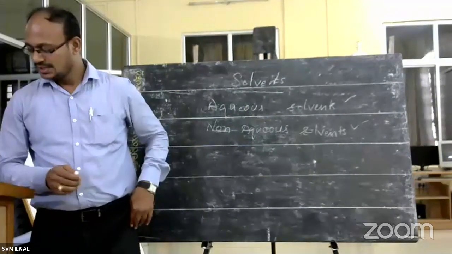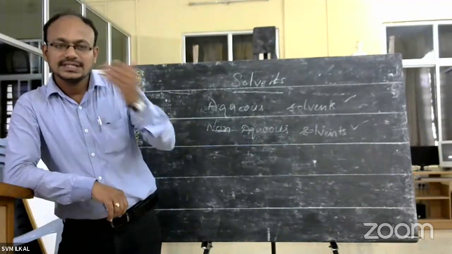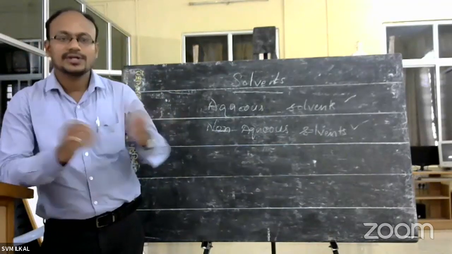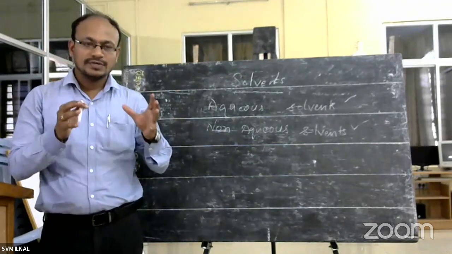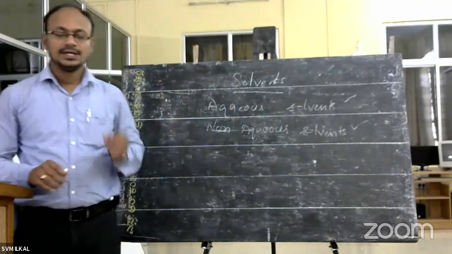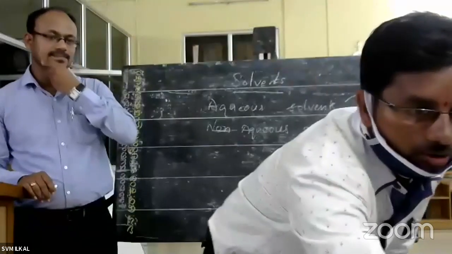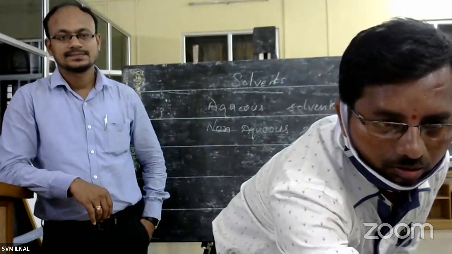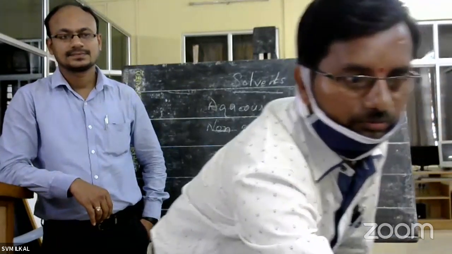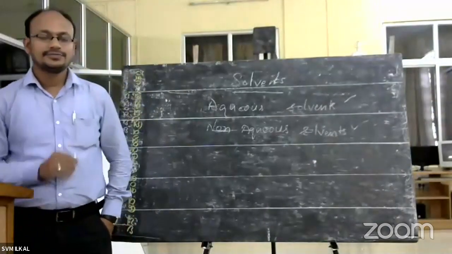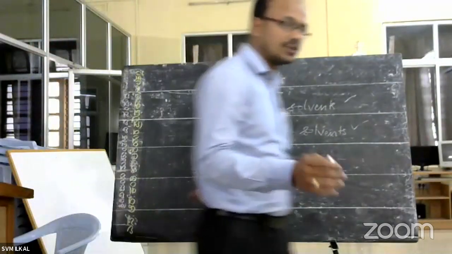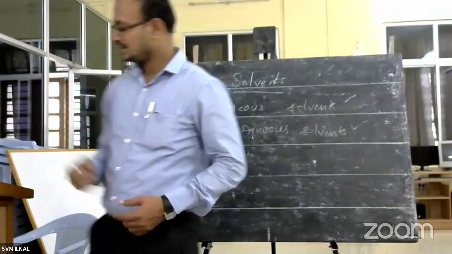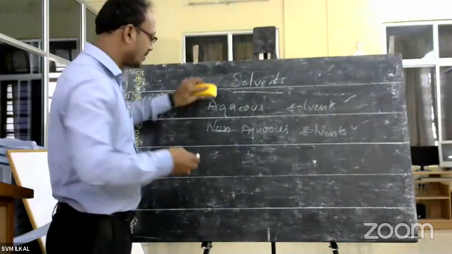Ionizing solvents. What exactly are ionizing solvents? Ionizing solvents are those solvents that undergo autoionization. If the solvent undergoes self-ionization or autoionization, it is called an ionizing solvent. I will give some examples.